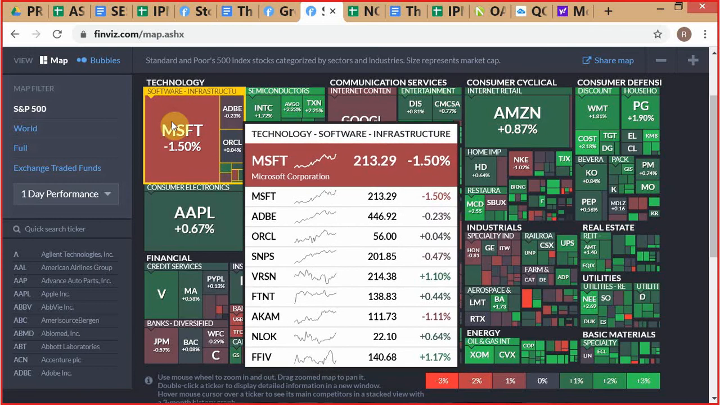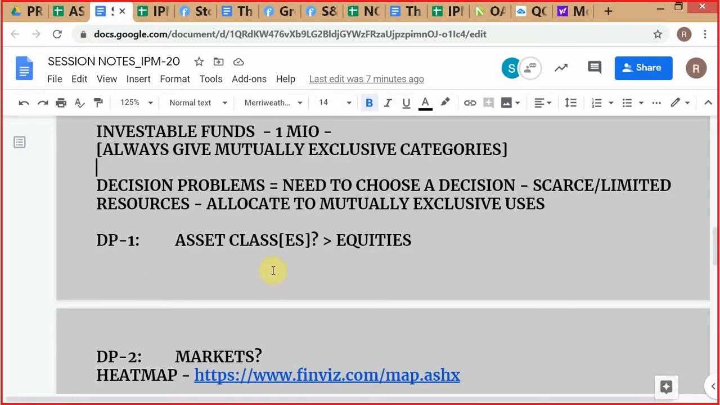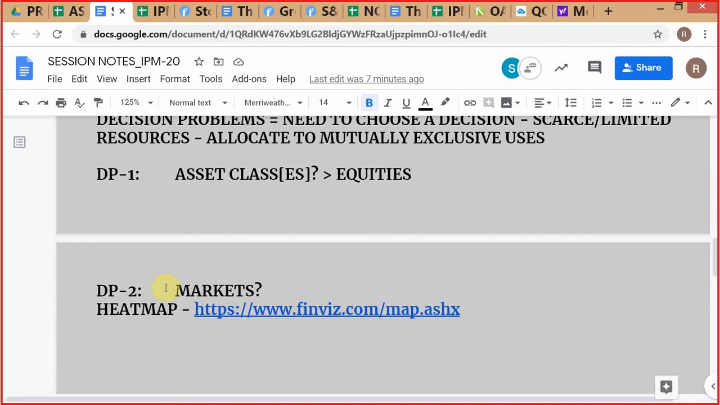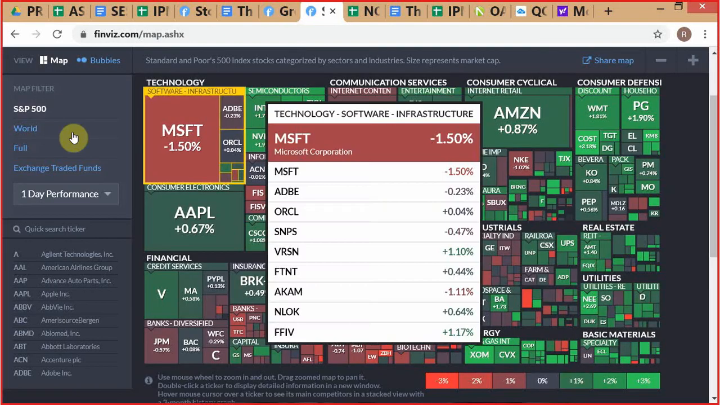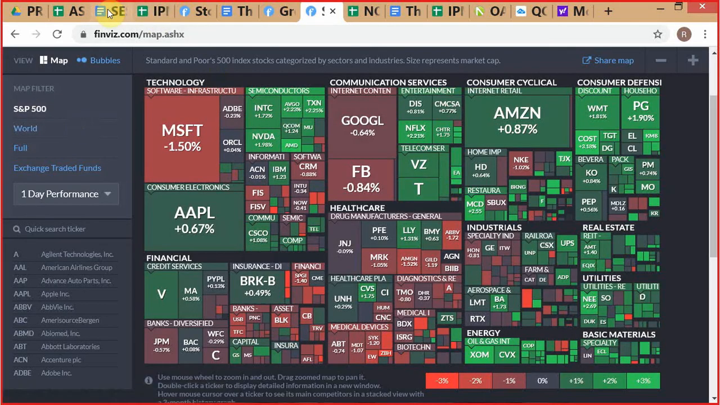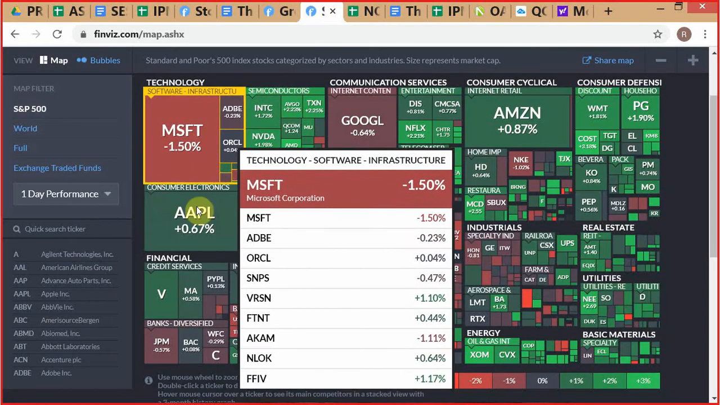So the first filter that we have already applied is essentially, under equities, we have applied markets, okay? Under markets, we have already started choosing. So we have chosen US equities, okay? But we still have problems, because if we choose S&P 500, we still see too many stocks. Now, we have to further cut this down.